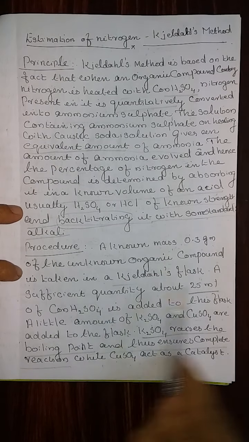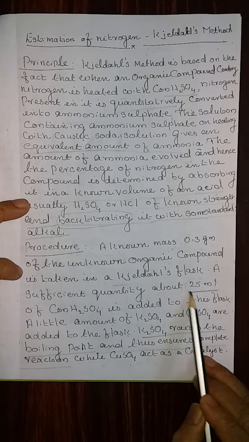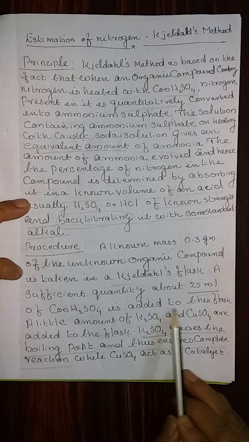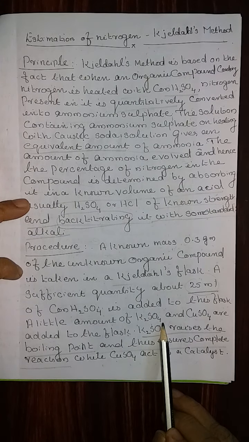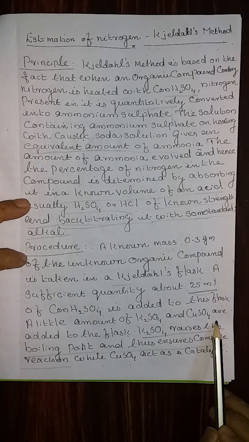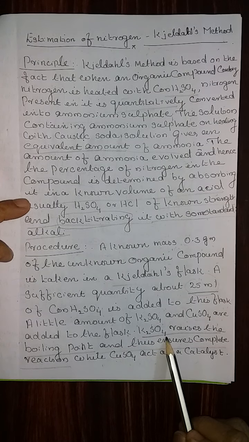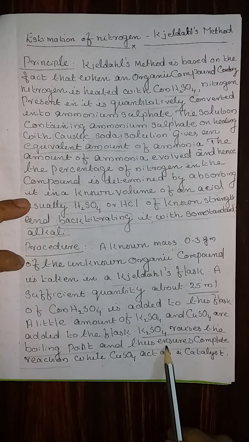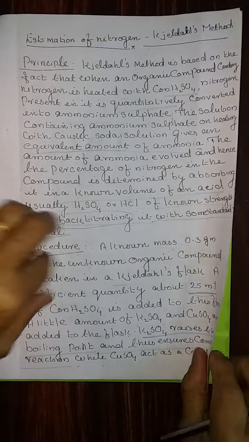Then a sufficient quantity, about 25 ml, of concentrated sulfuric acid is added to this flask. A little amount of potassium sulfate and cupric sulfate are added to the flask. Potassium sulfate raises the boiling point and thus ensures the complete reaction, while cupric sulfate acts as a catalyst.